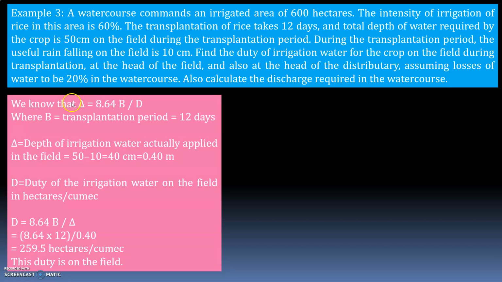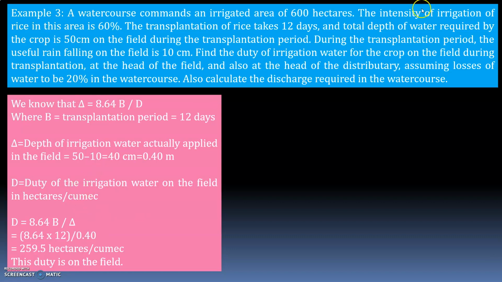Okay, so here we know the delta is equal to 8.64 B divided by D. Right, B is transplantation period, that is given here 12 days. Okay, then delta, the depth of irrigation water actually applied in the field. Okay, so this is the depth of irrigation water actually applied in the field, or you can say the depth of the water required to be supplied by the water course.